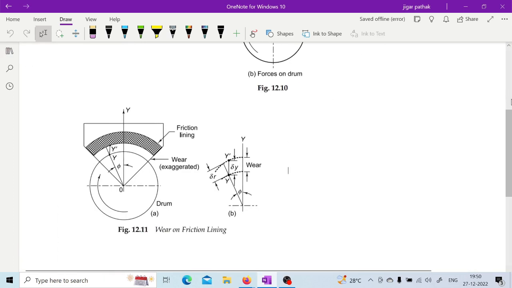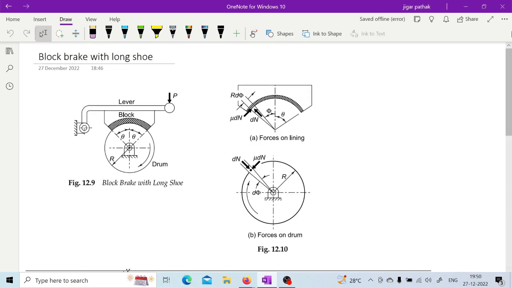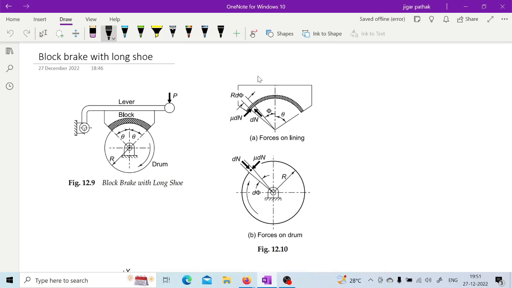Right. That is this particular block with long shoe. In case of this block with long shoe, we cannot go for that assumption directly that the normal load is acting equally on the full block. So that is why they have considered this particular small element, this R d phi, and for that this dN is being considered. So in this long shoe brake, what you need to do is consider this dN, right, as the pressure into that area.